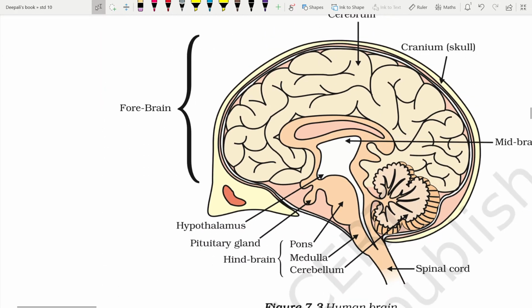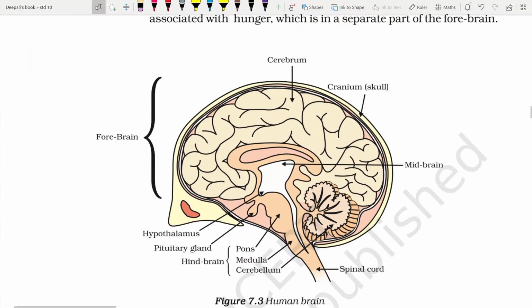You can see the structure of the brain here. Now, the brain has three major parts: the forebrain, the midbrain, and the hindbrain. You can see how it is subdivided. Now, the forebrain consists mainly of the cerebrum, which is the main thinking part of the body. It receives sensory impulses from various receptors.